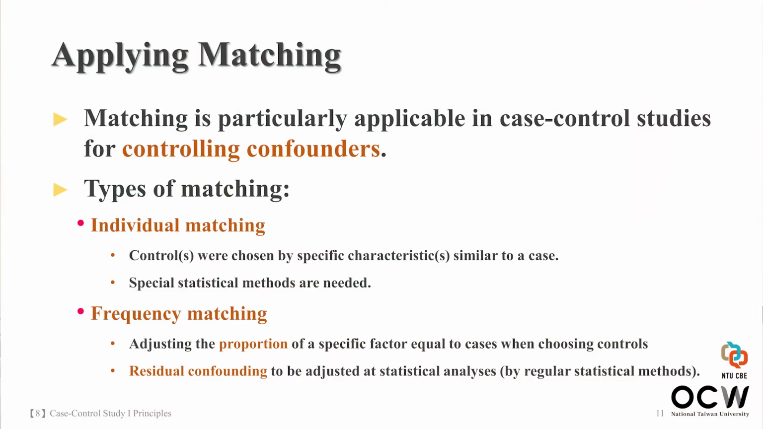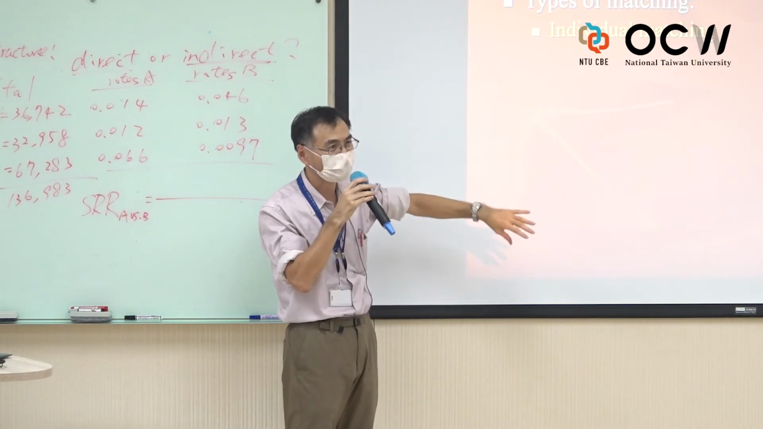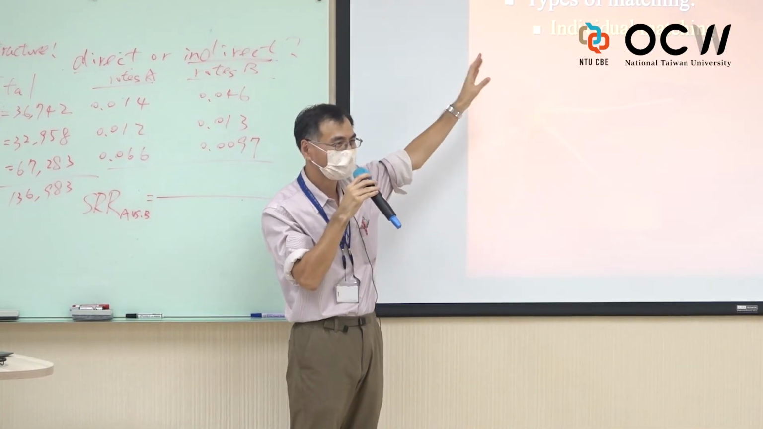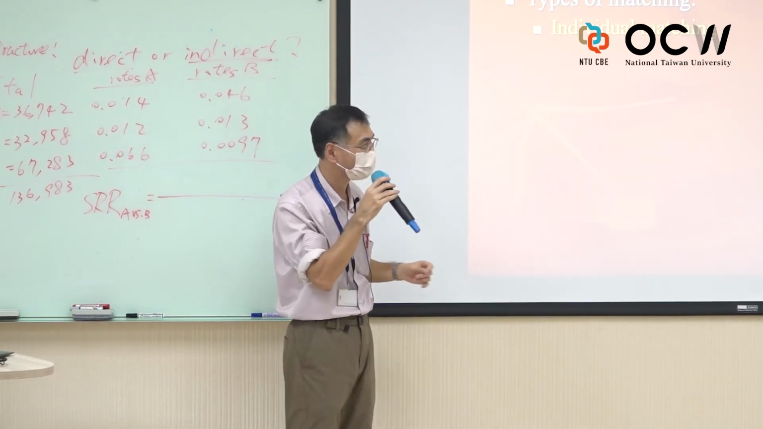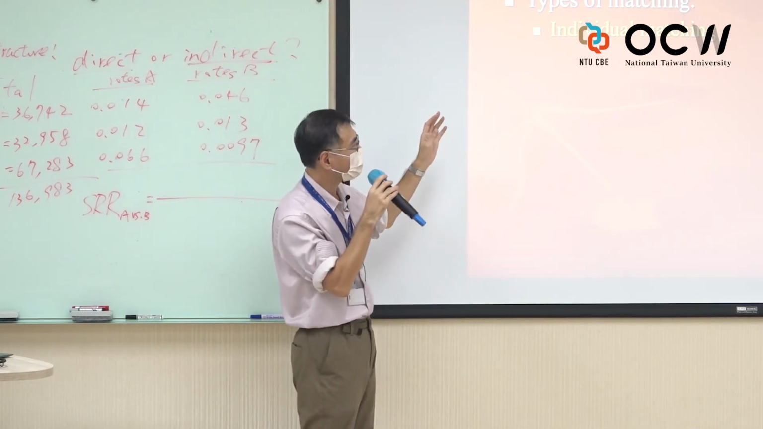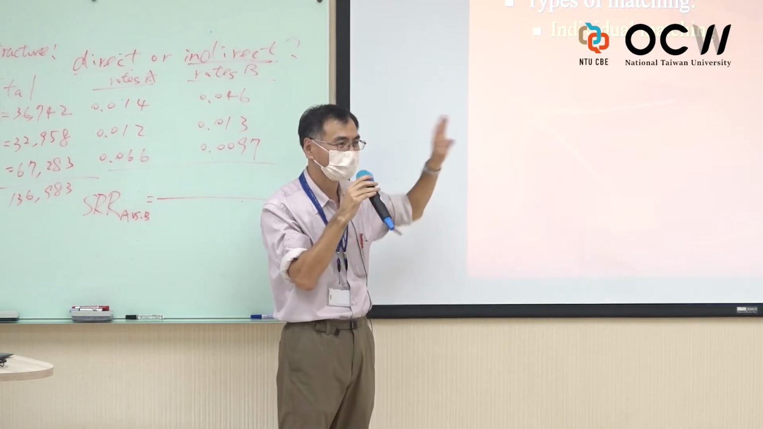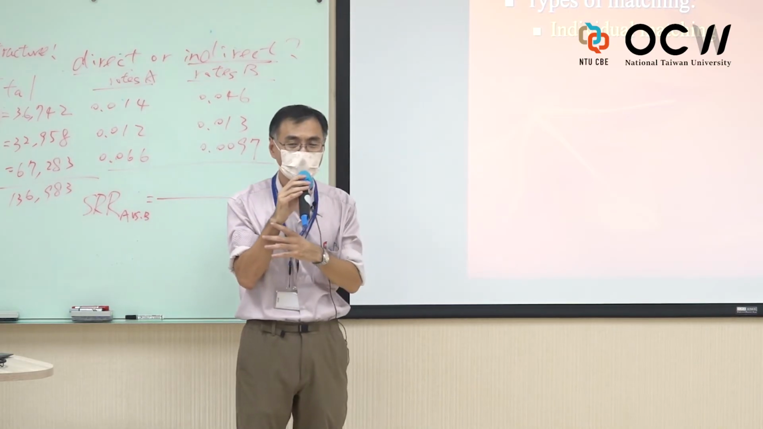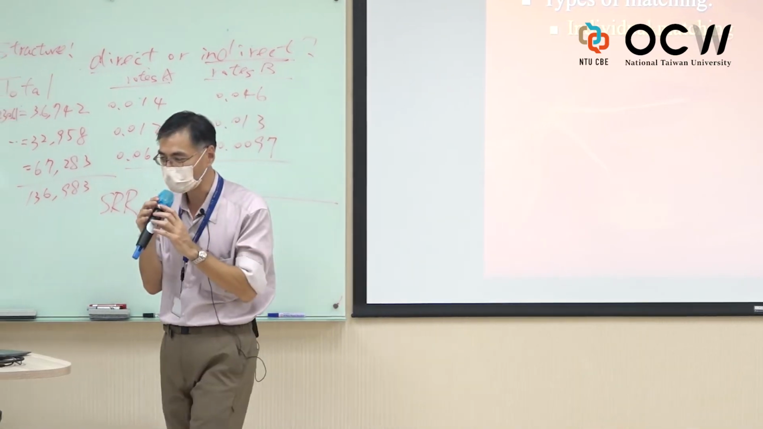Types of matching. The first one, individual matching. Like what I said, if you have a case who's a female in her 80s, you have to find a control who's also female in her 80s. Okay? And then you find another case with a certain age and gender, then try to find another control with exactly the same conditions. So in the end, one-to-one, all the age and gender structure will be exactly the same between the two comparison groups, cases and controls. And we don't need to worry about the confounding effect from gender and age. This is so-called individual matching.